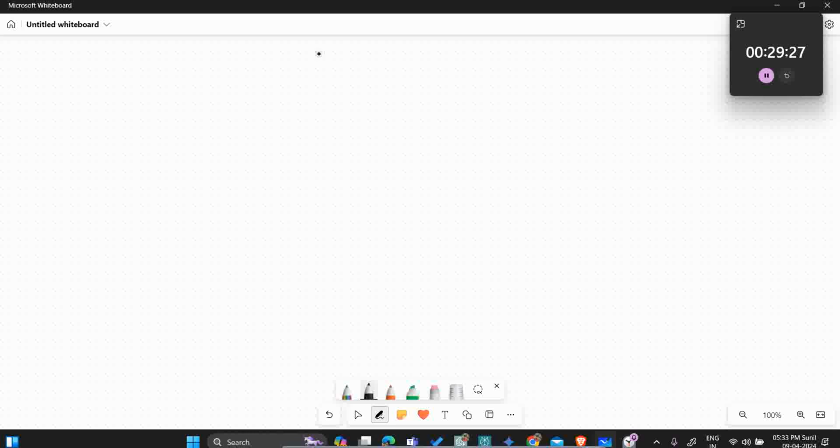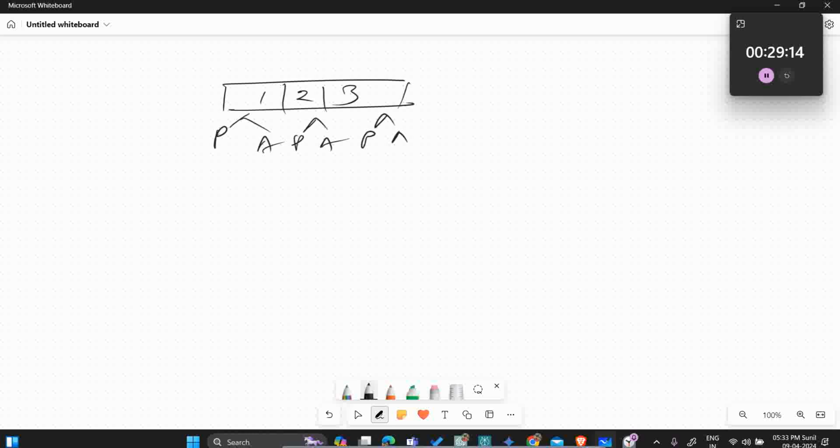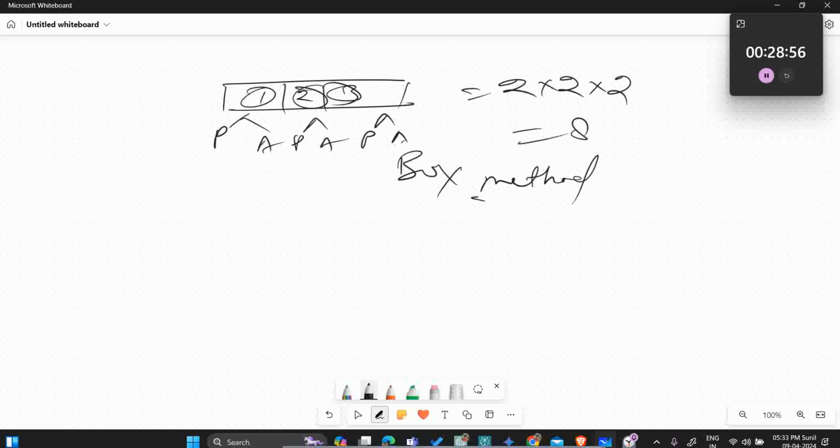Or we can say that there were 3 elements, 1, 2 and 3, and each is either present or absent. There are two options here: present, absent, present, absent. All elements have two options. It will be 2 into 2 into 2. It will be 8. Right? So order doesn't matter here. We are playing the box method here.